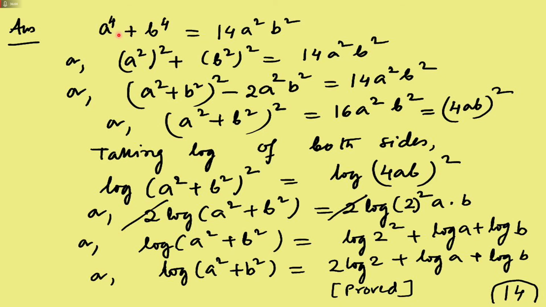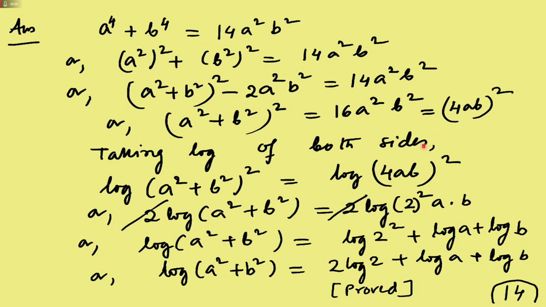Now this can also be written as (a square) square plus (b square) square, and by the formula of a square plus b square, we can write it as (a plus b) square minus 2ab. Here a is a square and b is b square. So this is 2a square b square, and you already have 14a square b square. Now (a square plus b square) square will give you 14 plus 2, that means 16a square b square, and you can also write it as (4ab) square. Now we are taking log of both sides.